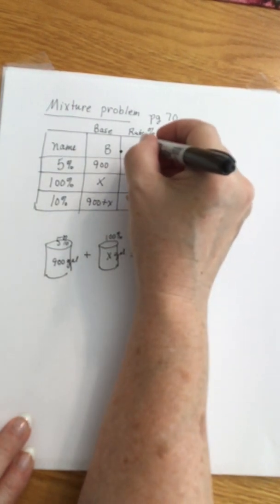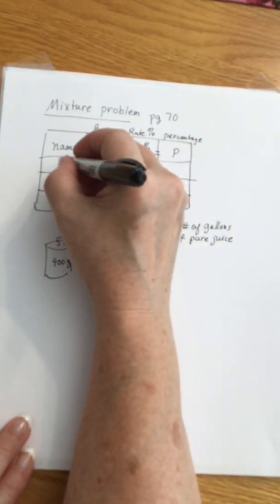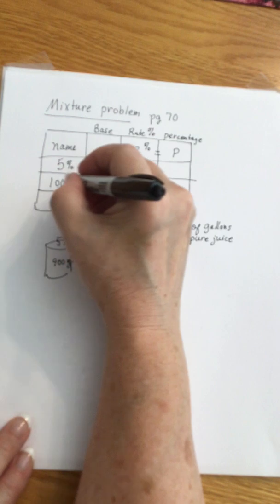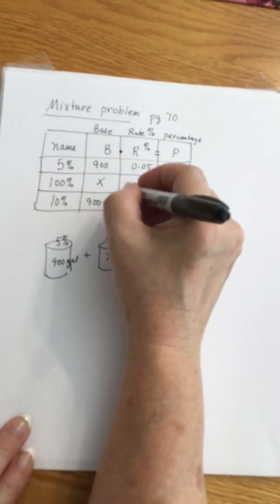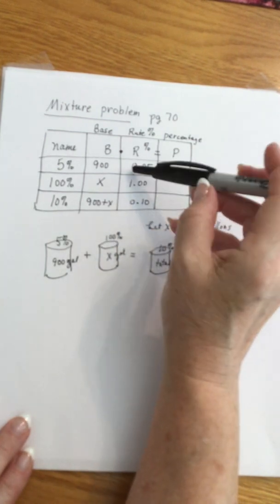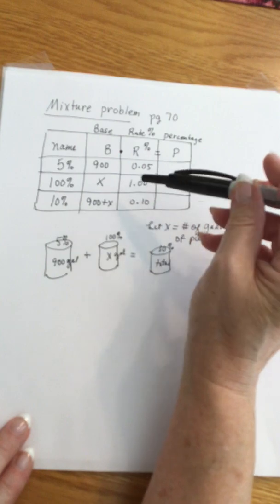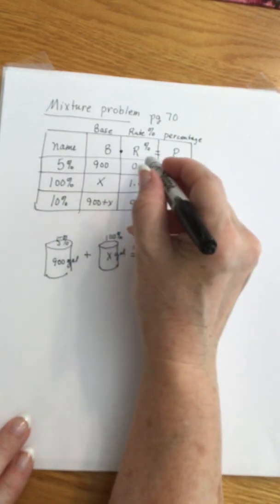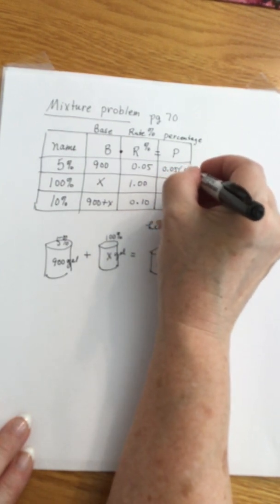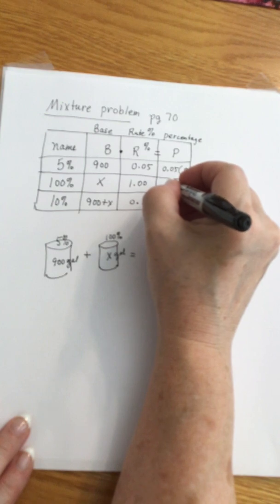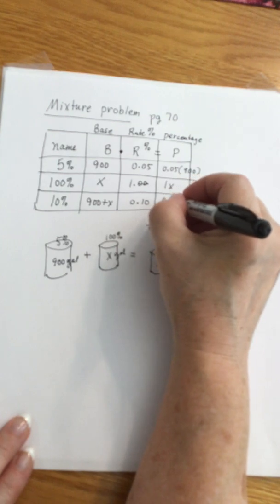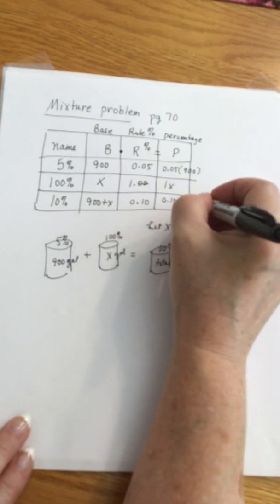So the rate is the thing with the percent sign, but we want to get the percent sign to go off. So 2 places to the left is going to give me 0.05. 2 places to the left is going to give me 1.00. 2 places to the left is going to give me 0.10. Now see what I did again here. I put that 0 in front of the decimal. So base times rate is going to be percentage. So I'm going to have 0.05 times 900. 1, these two zeros don't matter, so 1 times x. And 0.10 times x plus 900.